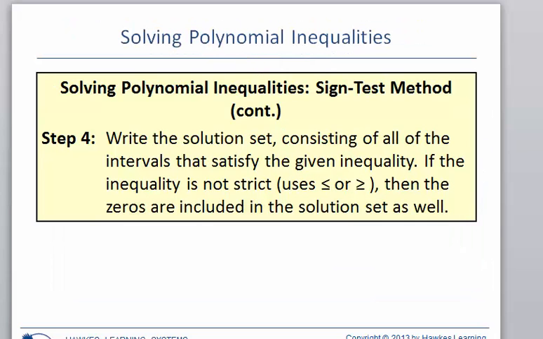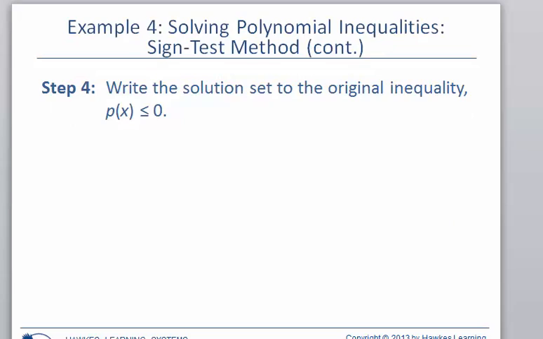Step 4 says write the solution set consisting of all the intervals that satisfy the given inequality. If the inequality is not strict, meaning it uses the less than or equal to or the greater than or equal to, then the zeros are included in the solution set as well. Okay, so let's take a look at writing our final answer, and that's really all that we have left to do. All right, so write the solution set to the original inequality.